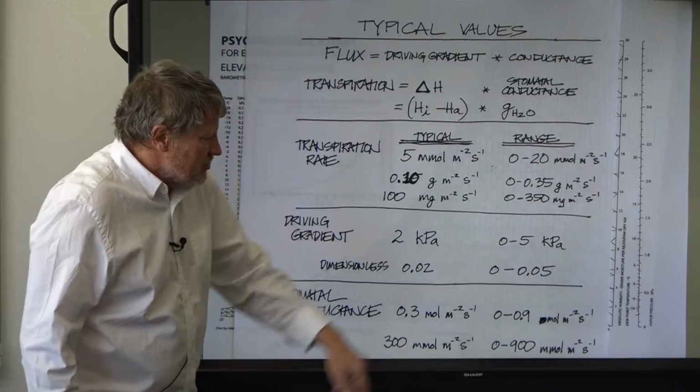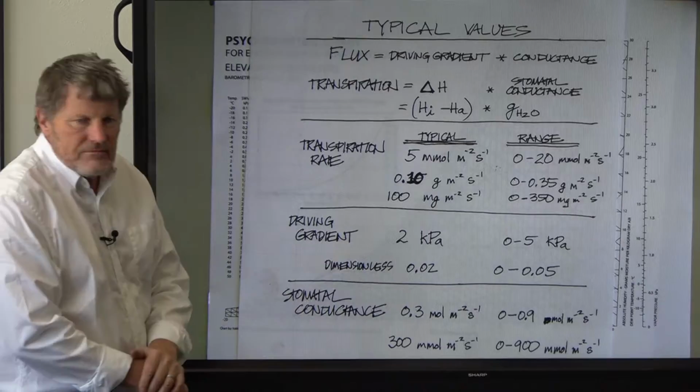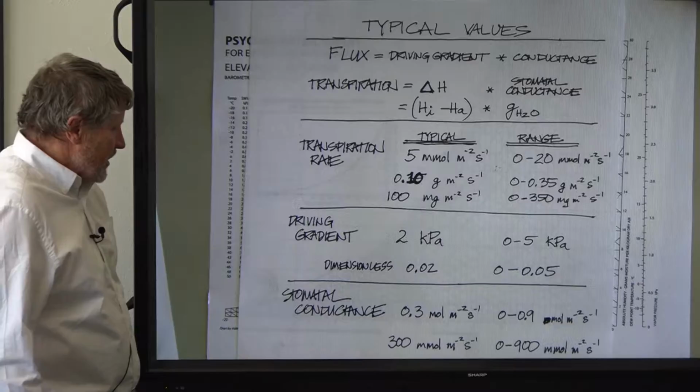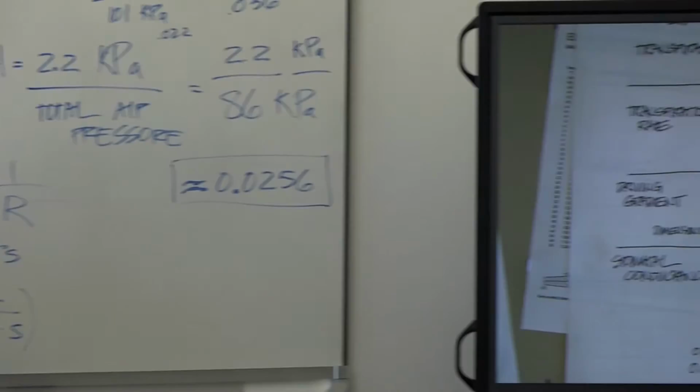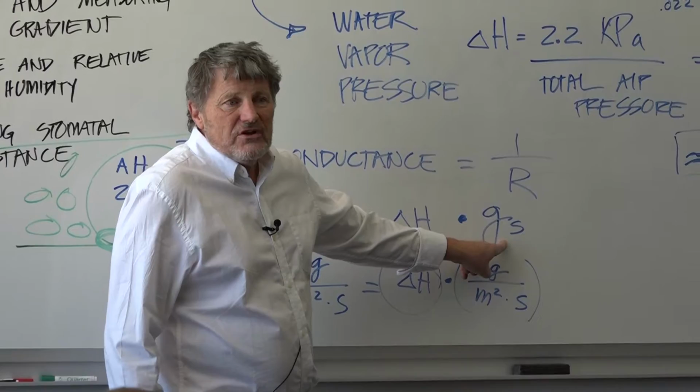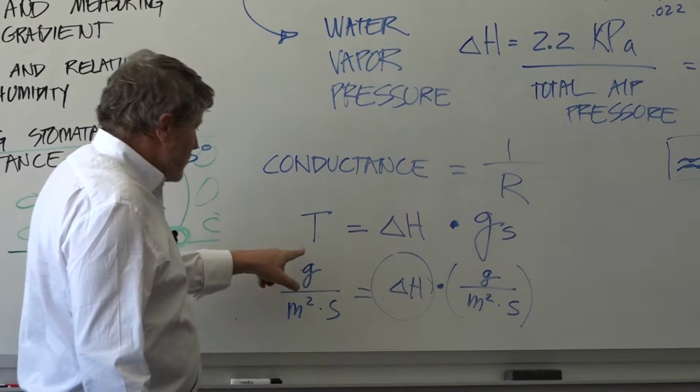If this was zero, it would mean 100% humidity. But this gradient can get enormous sometimes, in really hot, dry air. And here are typical units for stomatal conductance on the bottom. So far, this whole thing is great. Even if we can nail this number, we can't get transpiration until we have a sense of this. So you can do two things. You can put in some typical values for this and calculate this, which is okay.